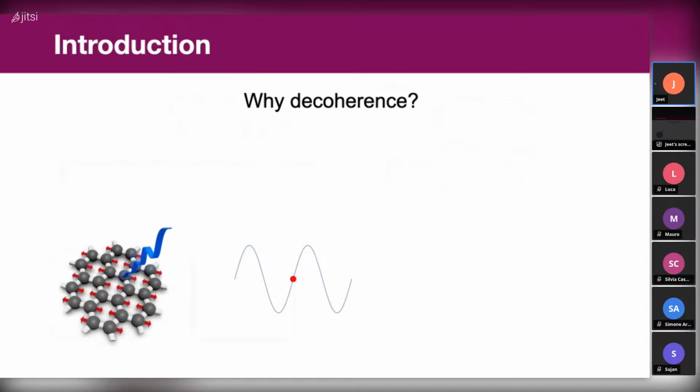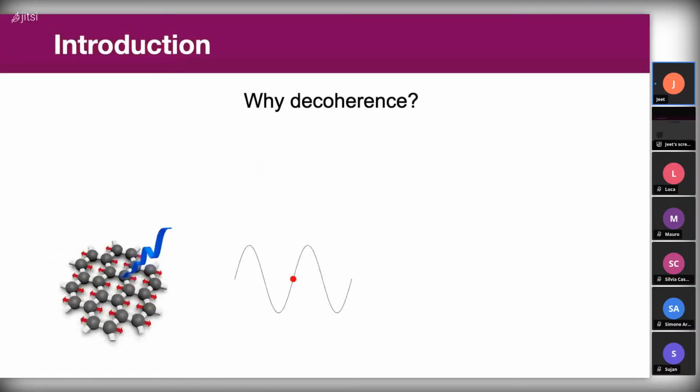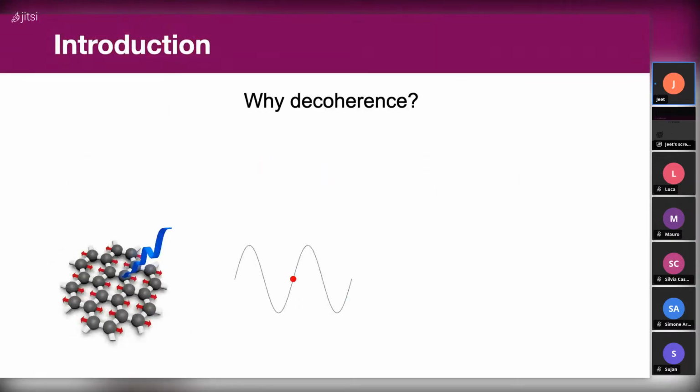This is important. So the first part was done. Now we start talking about my PhD project. So why do we need decoherence specifically? I briefly mentioned it. First, let's say a material is exposed to a strong laser field.